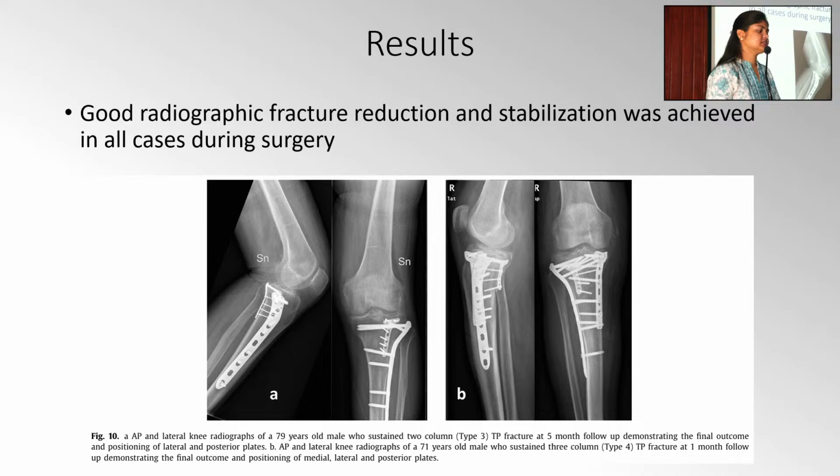Coming to results, good radiographic fracture reduction and stabilization was achieved in all cases during the surgery. These are a few case X-rays. Anteroposterior and lateral knee radiographs of a 79 years old male who sustained a 2 column, that is type 3, tibial plateau fracture at 5-month follow-up, demonstrating the final outcome and positioning of the lateral and posterior plates.